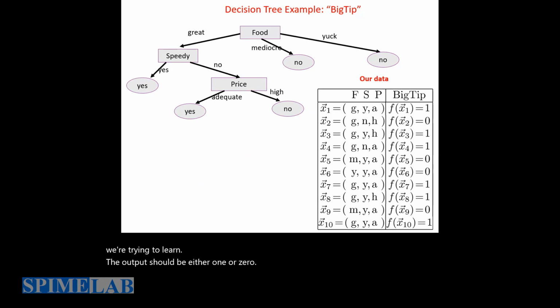Given the examples that we saw on the previous slide, if we put those examples through this decision tree, the food, speed of the service, and the price, then all of these examples get correctly classified to 1 or 0. This kind of tree we are going to refer to as consistent. It's consistent with the example data.